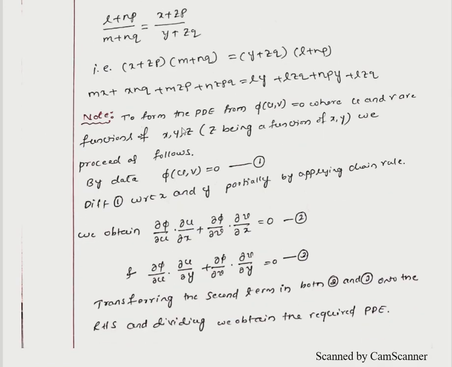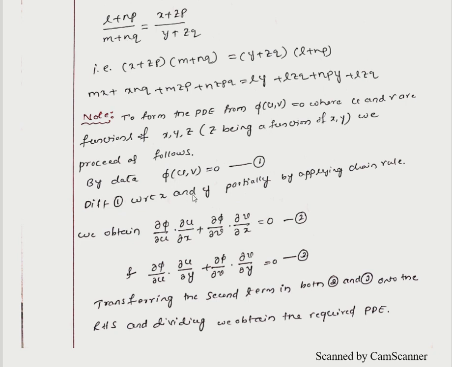Next note, to form the PDE from φ(u, v) equal to 0, where u and v are functions of x, y, z, z being a function of x, y, we proceed as follows. Therefore by data, φ(u, v) is equal to 0, call this equation 1. Here differentiate equation 1 with respect to x and y partially by applying the chain rule, we obtain.